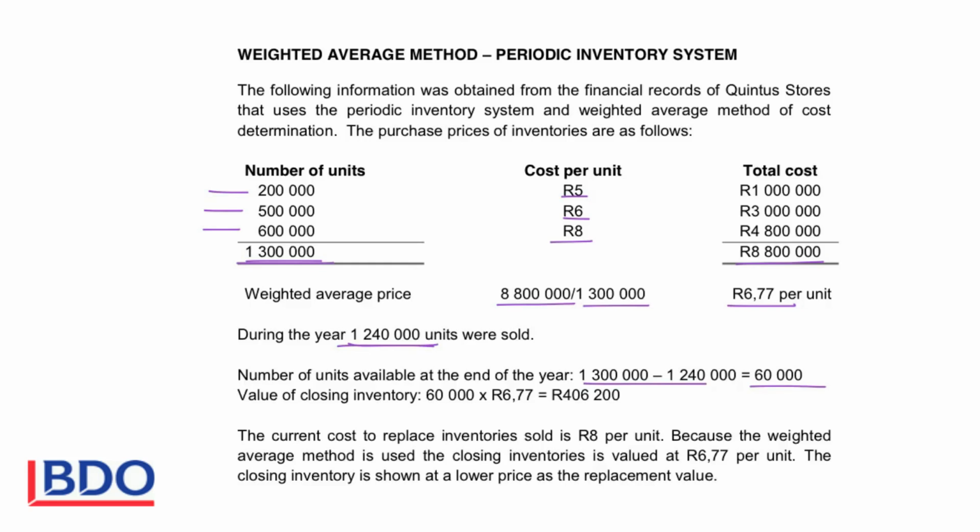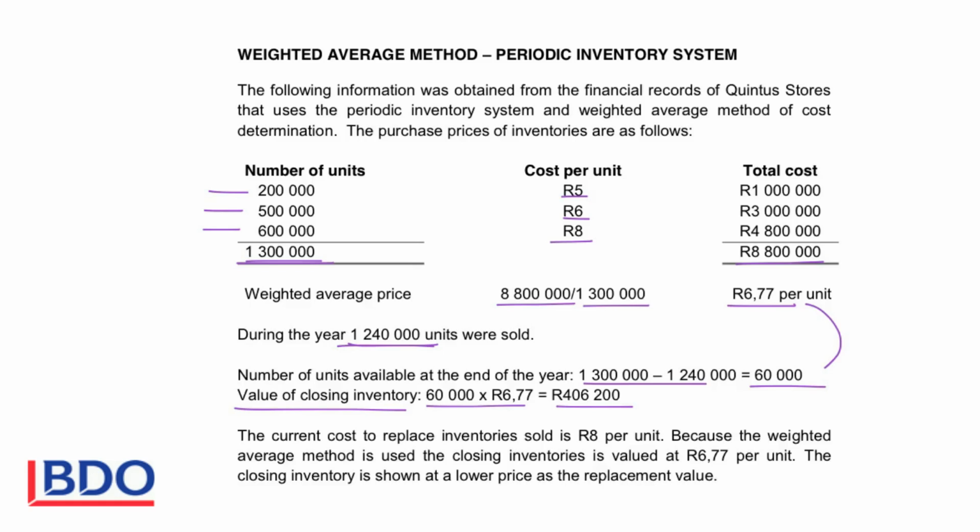If we want to determine what is the value of this closing inventory, we use the 60,000 units in closing inventory, multiply it with the cost per unit, and that will tell us that the closing inventory is worth 406,200.